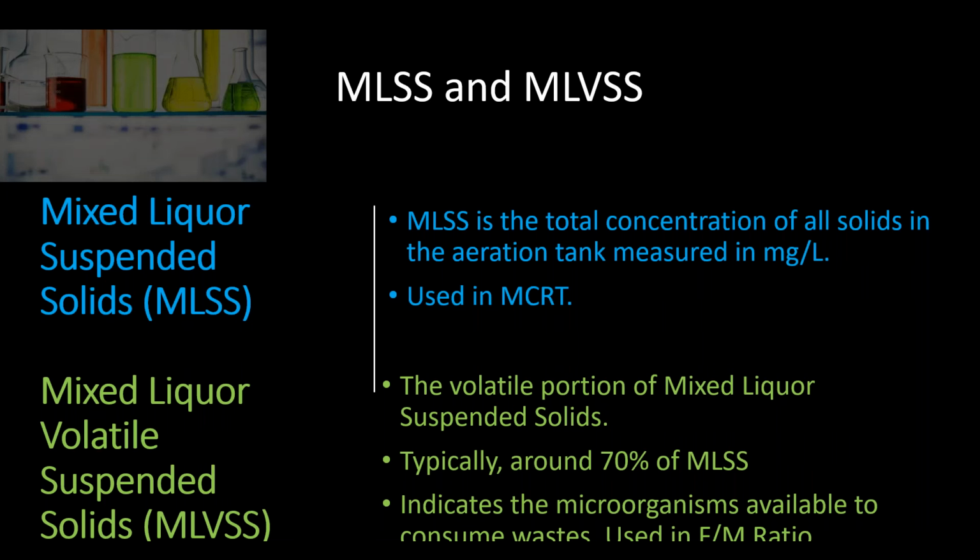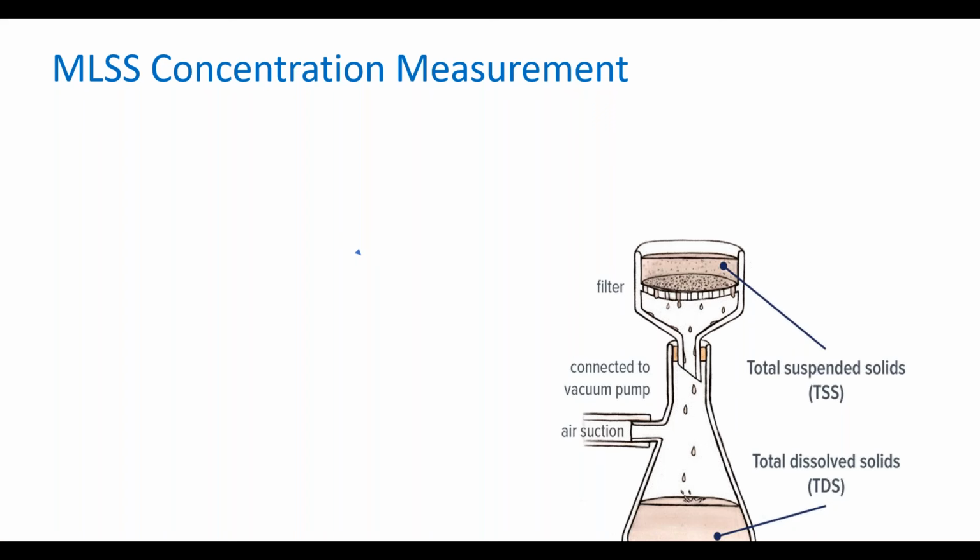Now let's look at mixed liquor volatile suspended solids. The mixed liquor suspended solids, that's what we used in the MCRT calculation. It's all of the suspended solids in the aeration tank. The mixed liquor volatile suspended solids are typically between 0.6 and 0.8, or around 70% of the mixed liquor suspended solids. It is used to represent the microorganisms or the biomass. Let's look at how those things are obtained.